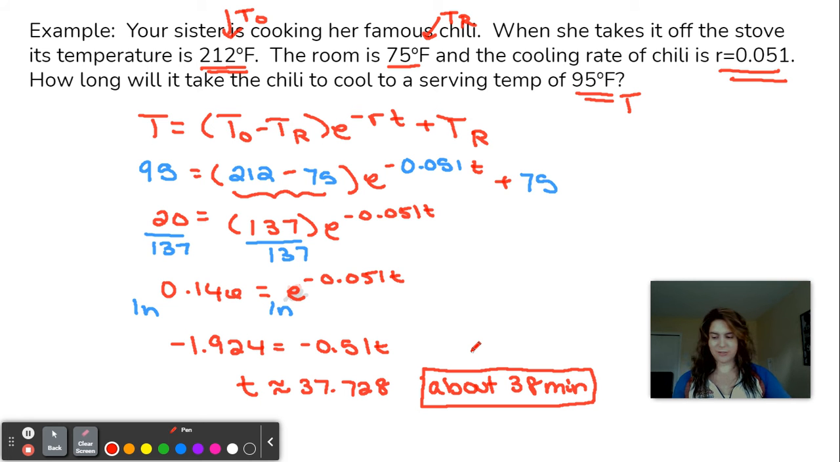All right, so that's how we can use this application of Newton's law of cooling to figure out how long it will take. So after she's done cooking, you wait about 38 minutes and then you're good to eat for your dinner.